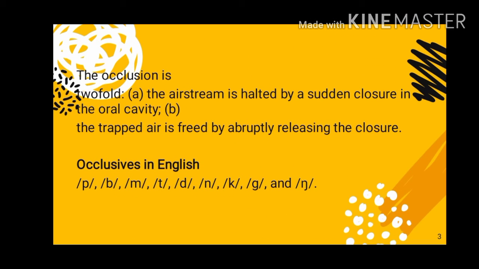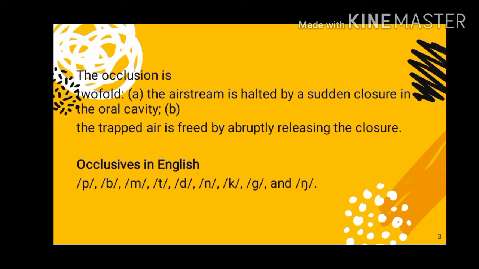The occlusion is twofold. The airstream is halted by a sudden closure in the oral cavity, and the trapped air is freed by abruptly releasing the closure. Here are some examples of occlusives in English: B, P, T, D, K, G. B is a voiceless bilabial stop consonant.